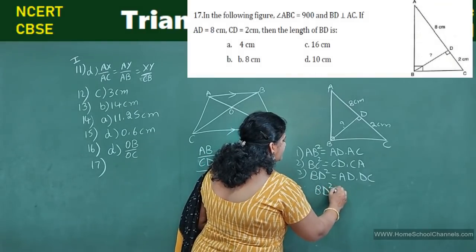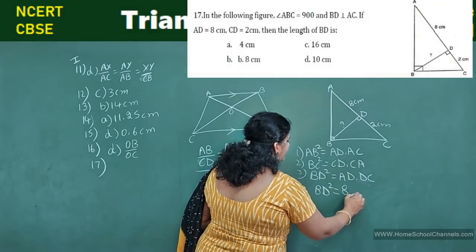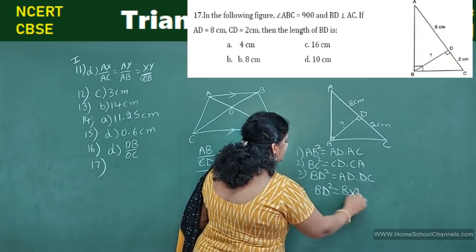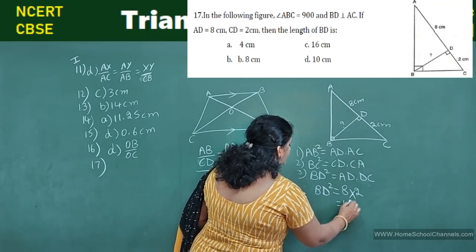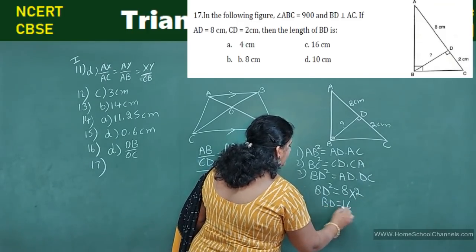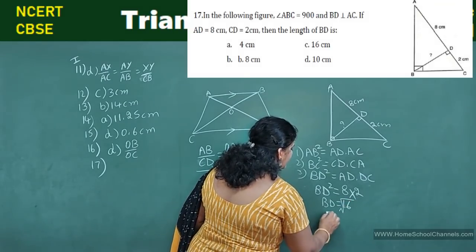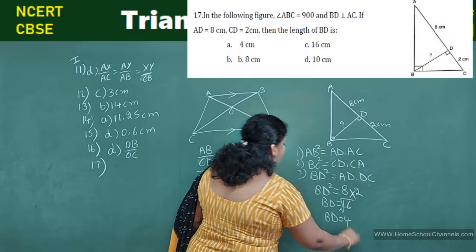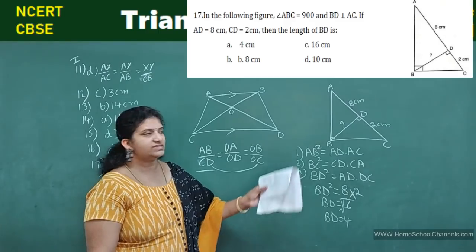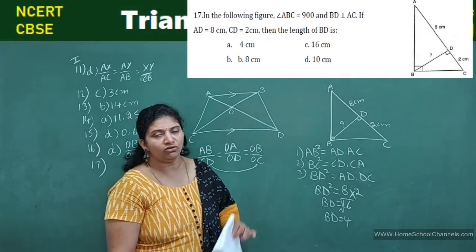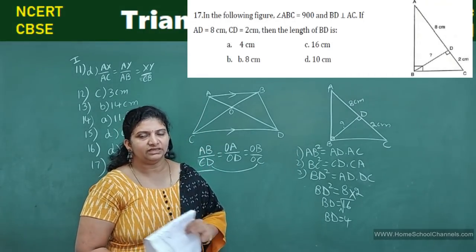BD square is equal to AD times DC. AD value is 8, DC value is 2. That is 8 into 2, 16. BD is equal to square root of 16, so BD is equal to 4. So therefore, what is the length of BD? BD is equal to 4 centimeters.